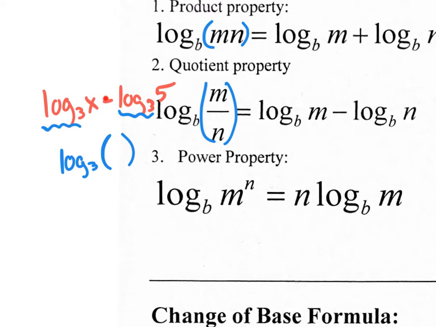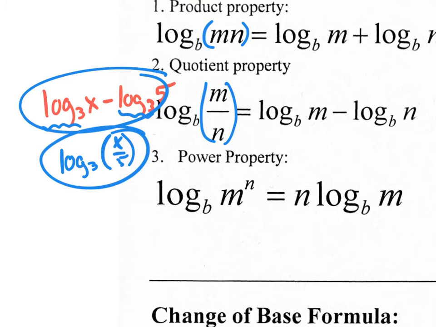again, the minus implies quotient, the plus implies product. So the minus means that we're going to have this first one divided by the second one. So you would rewrite that as x over 5. So this up here is the same as this down here. It's just rewritten in its condensed form.